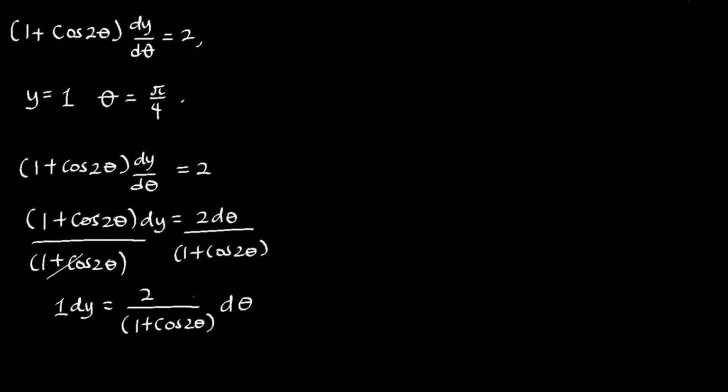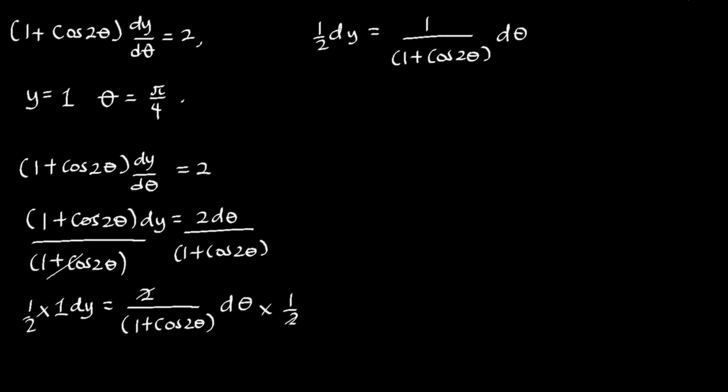But what I want to do is get rid of the 2 on the right hand side, so that on the right hand side we only have the terms with theta there. Okay, so let's look at what you're going to do. I'm going to multiply both sides by half. So these two will cancel out. Then at the end, we are going to have 1 over 2 dy equals 1 over 1 plus cosine of 2 theta d theta. Okay, so this is what you are going to have.